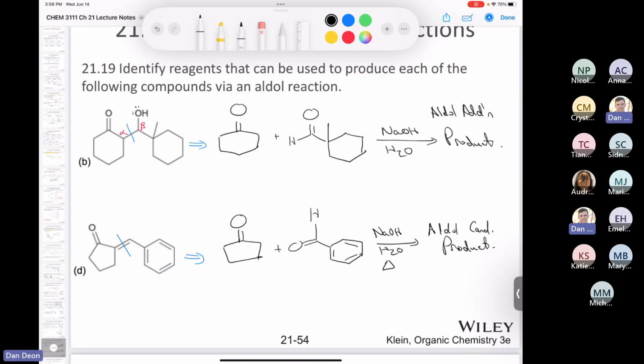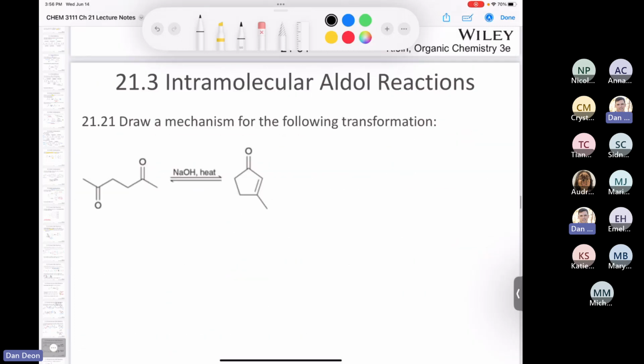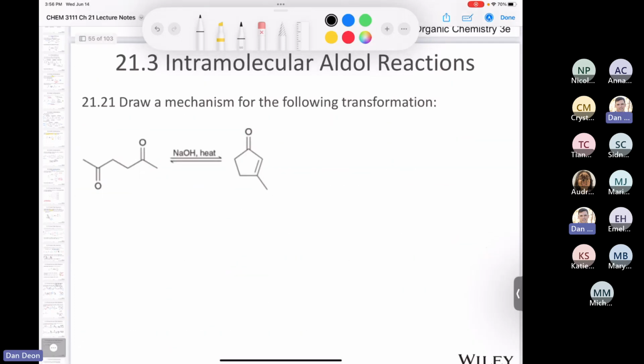All right. Let's try something where it asks us to draw a mechanism. An intramolecular aldol reaction. It says draw a mechanism of the following reaction. Well, the first step is going to be deprotonation. I'm not going to draw the first step. You're going to remove an alpha proton and form this enolate. Then we're going to get a nucleophilic attack. Actually, let me draw the enolate on the other side. It might make it easier.